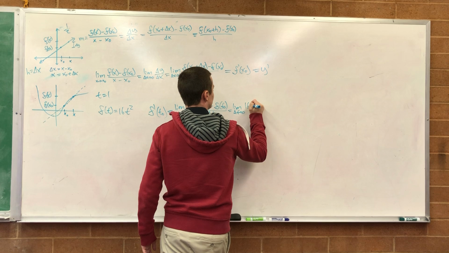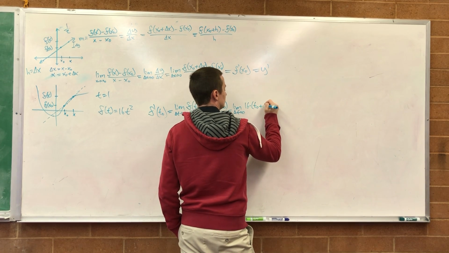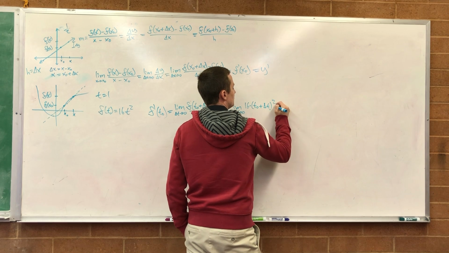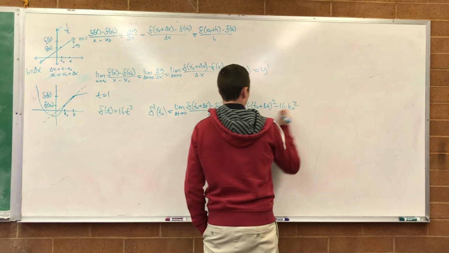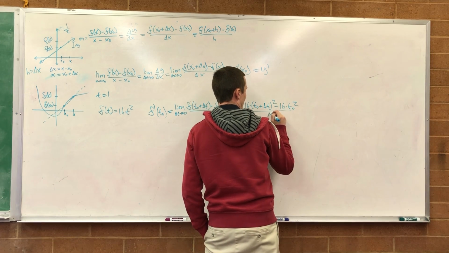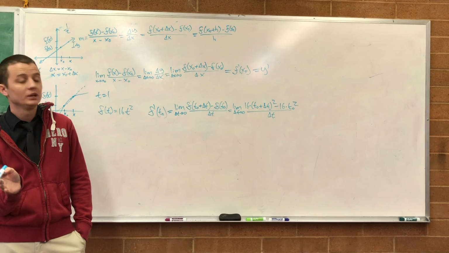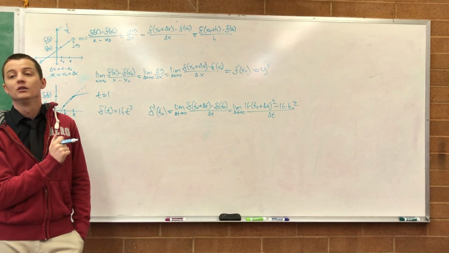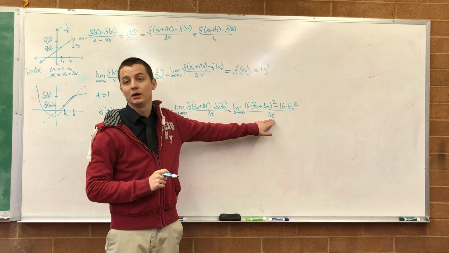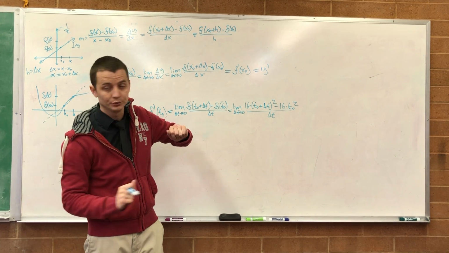16 times the parentheses of t naught plus delta t all squared, minus 16 t naught squared, over delta t. Perfect. Now, always keep in mind, what's the thing stopping us from just taking that limit? The denominator is going to 0. Yep. We've got to get that delta t out of the denominator. That's our whole goal now.